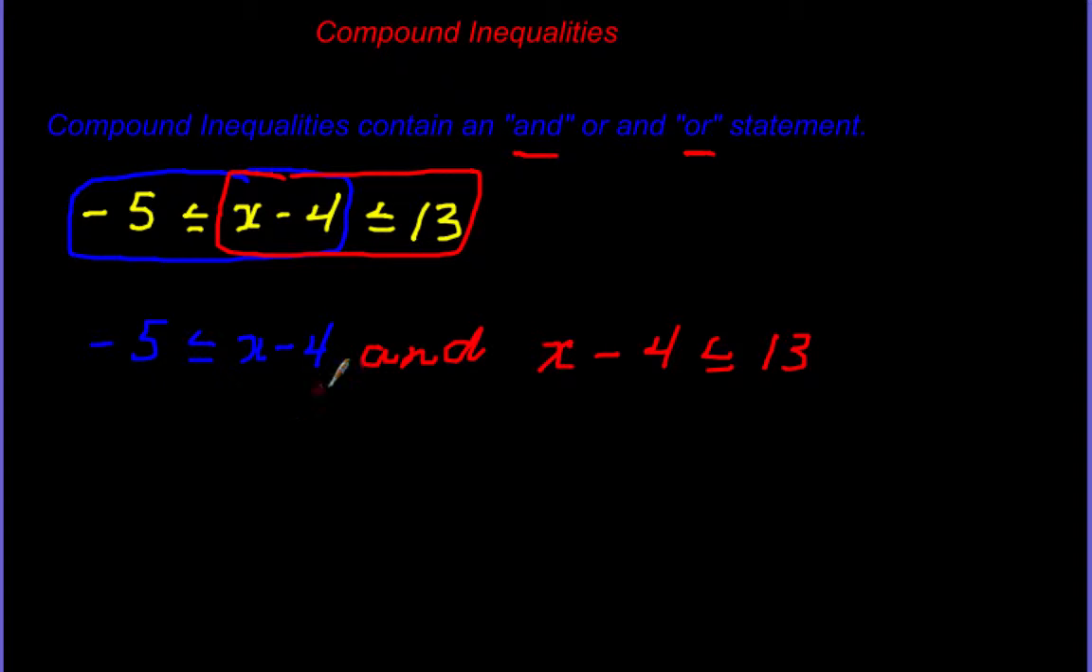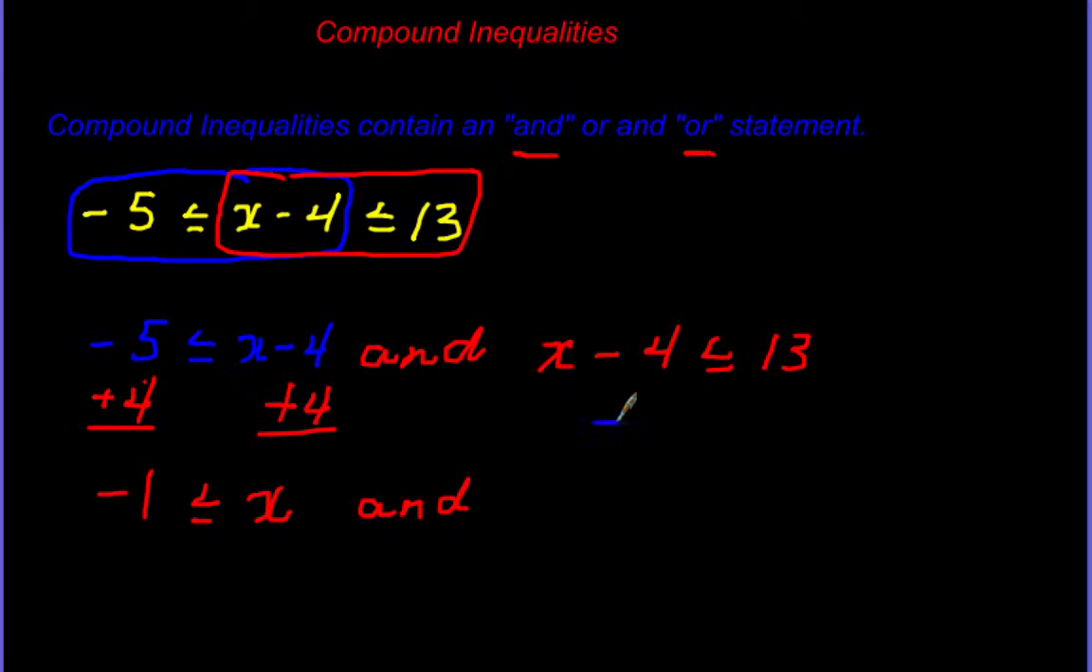Okay, so there are other ways you can solve this, but I broke it apart, which can be the easier of the two. So we're going to start on the left by adding 4 to both sides, and that's going to give us negative 1, and that's going to be less than or equal to x. So in the grand scheme of things, x is greater than or equal to negative 1. So don't forget to write our "and".